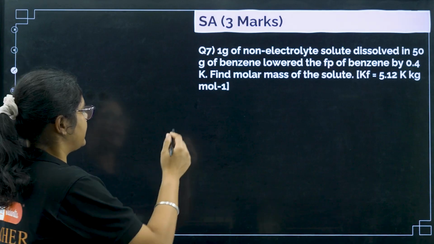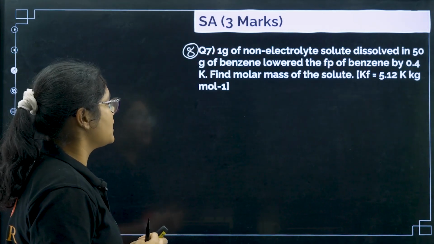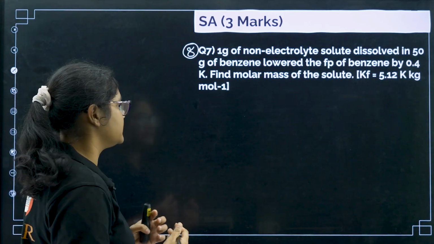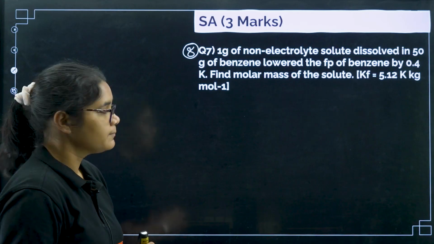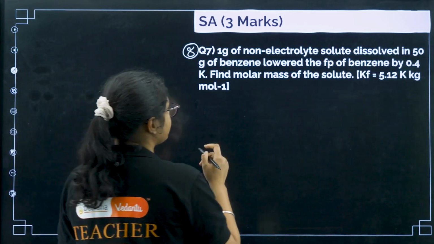This is question number 8 actually. Okay, fine. If 1 gram of non-electrolyte solution is dissolved in 50 gram of benzene, it lowers the freezing point of the benzene by 0.4 Kelvin. Find the molar mass of the solute. This is also a similar question. You will be able to do it now.